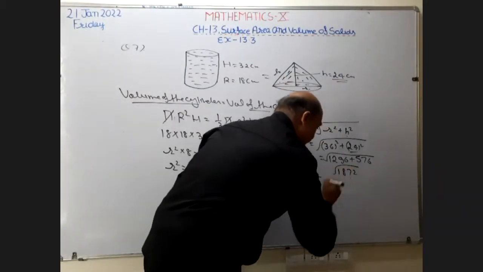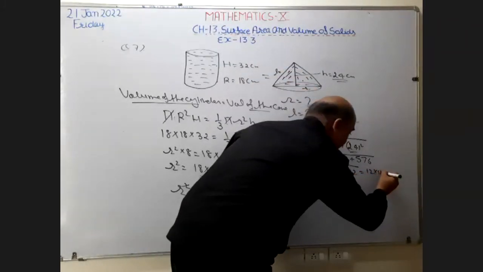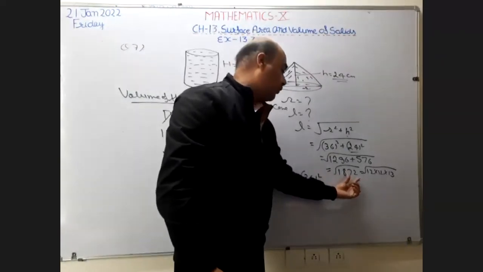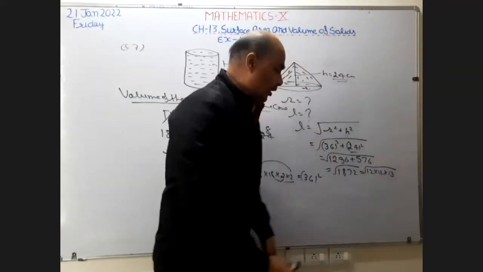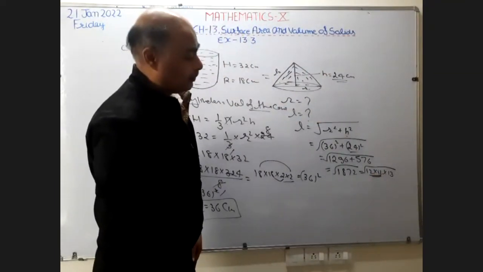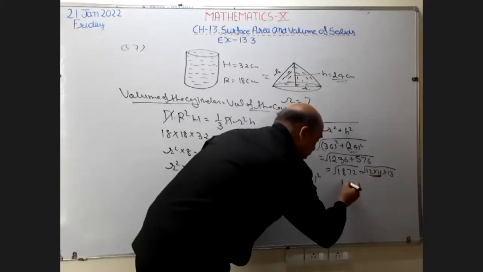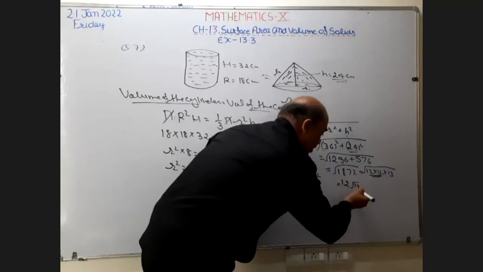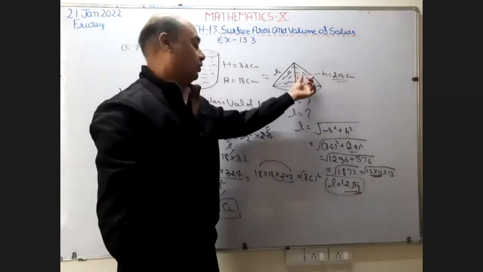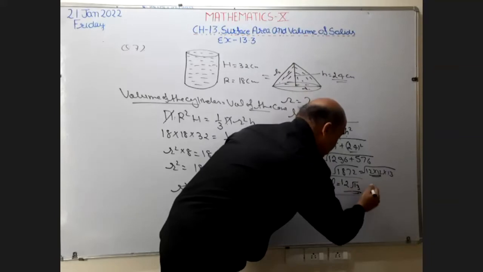1872, beta. Now make the factors of 1872. It's going to be 12 into 12 into 13. Now this pair is going to complete, so this 12 comes out and 13 is going to remain inside the root. So the slant height of the cone is going to be 12 root 13 centimeters.